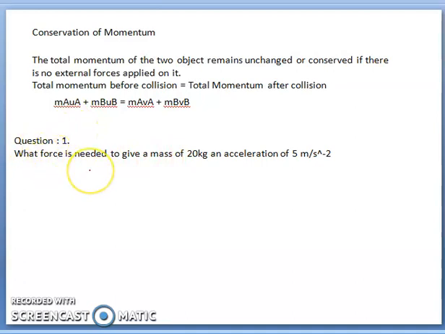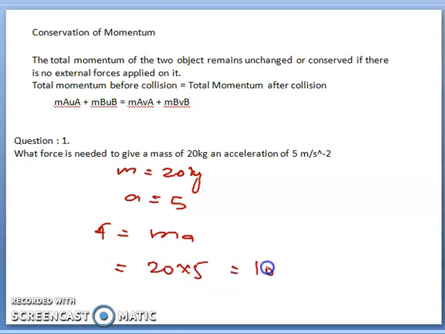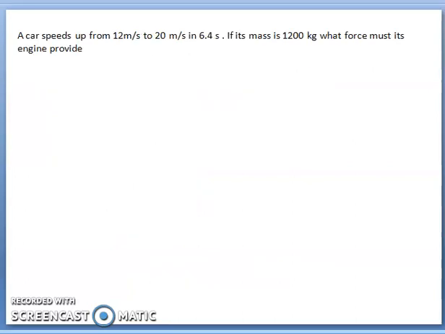Now moving to the questions, because there is less time, so I have to finish these. The mass in this question is 20 kg and the acceleration is 5. They're asking what is the force. So force equals mass times acceleration, which is an easy question: 100 Newton. Okay, now moving to the next question.